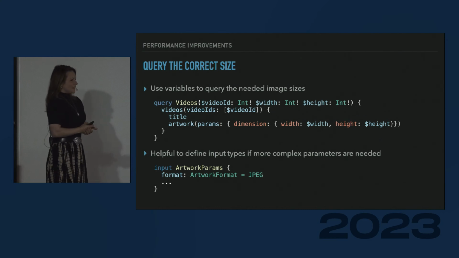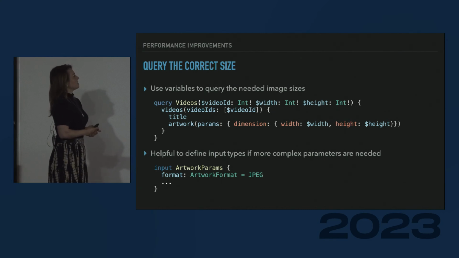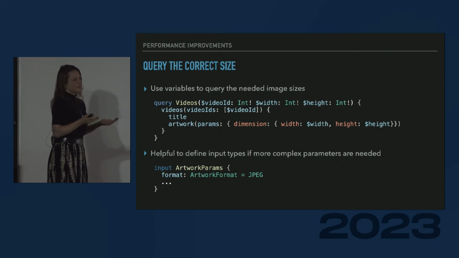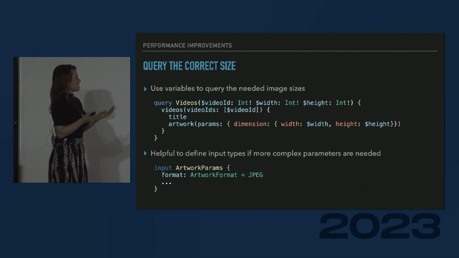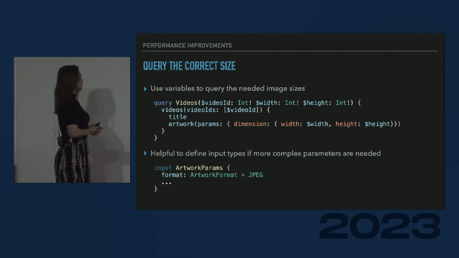Querying the correct size. You can use input parameters. In this case, I use the width and the height so that you can ask for the right artwork parameters. In general, obviously, we always want to not have big images on small phones or small images on big iPads, so you can use parameters as well.